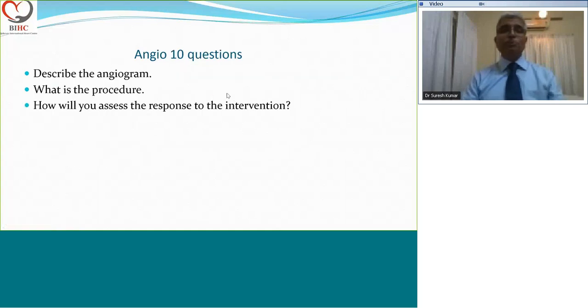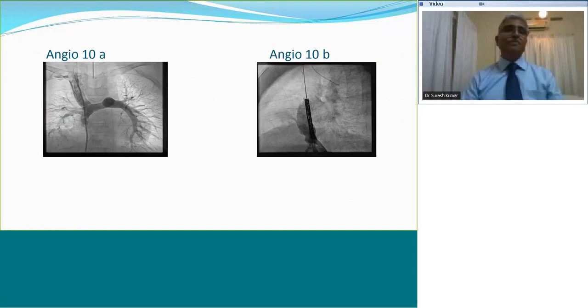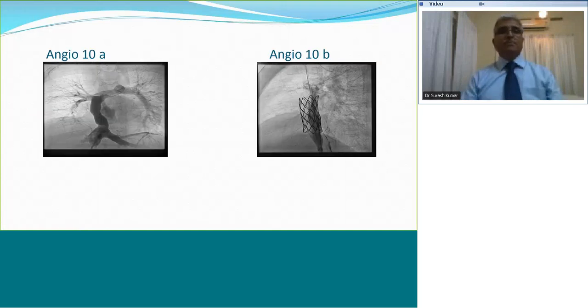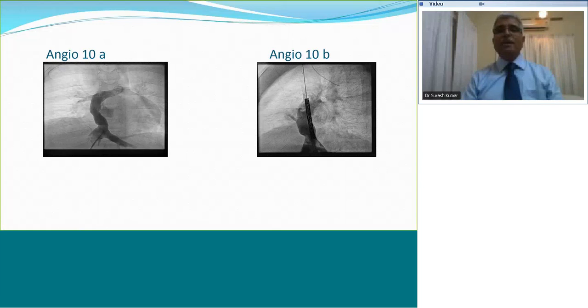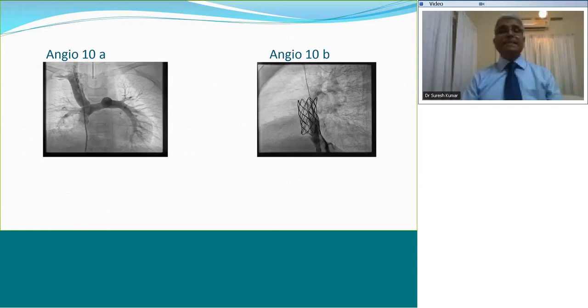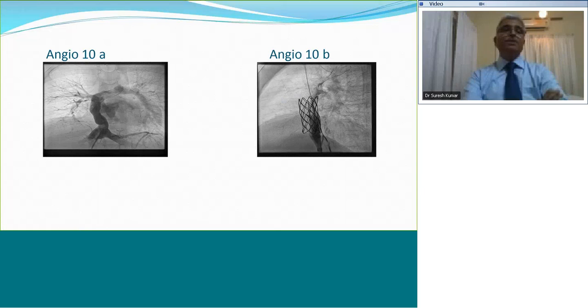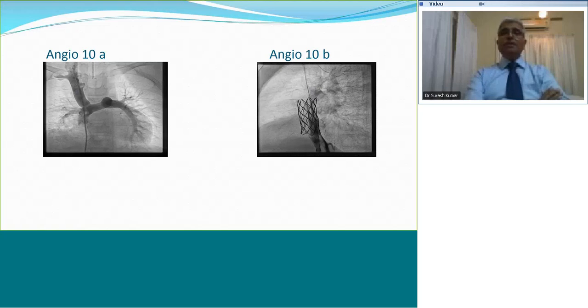So this is a different angiogram, no more fistulas. You describe the angiogram, tell me what is the procedure, and tell me how would you assess the response to the intervention. Look at it carefully. It's nothing as exciting as the previous one. This is an older patient, a 7 or 8-year-old boy who has these angiograms. So tell me, what do you see in the first angiogram and what is the intervention in the second angiogram?